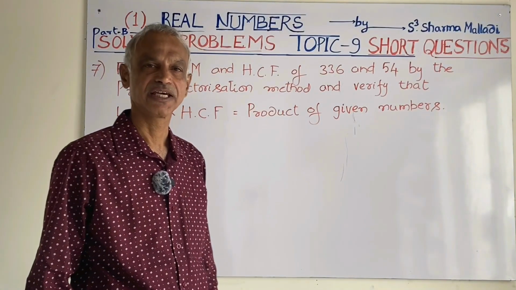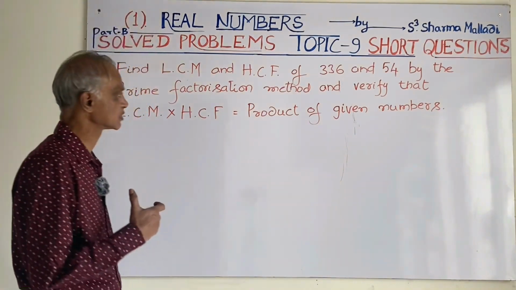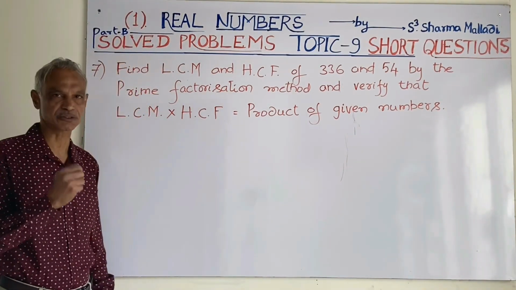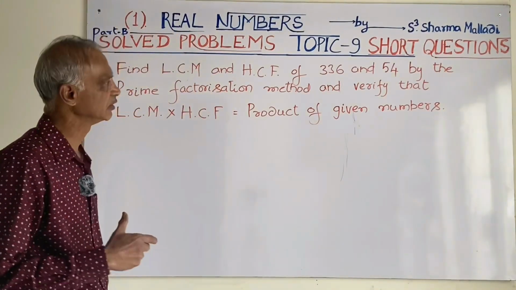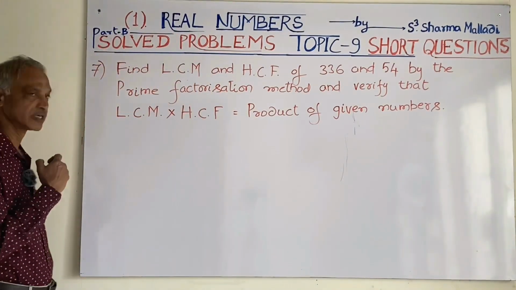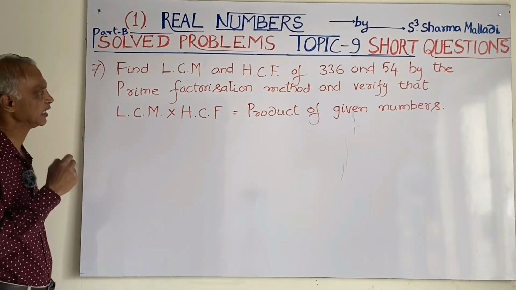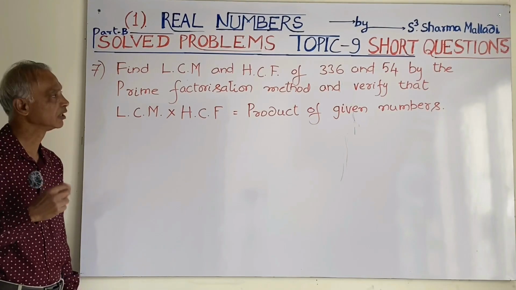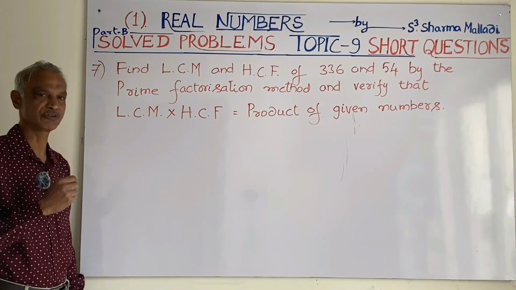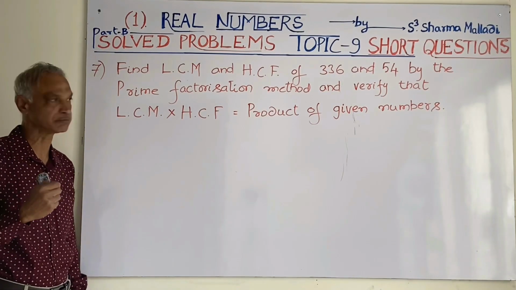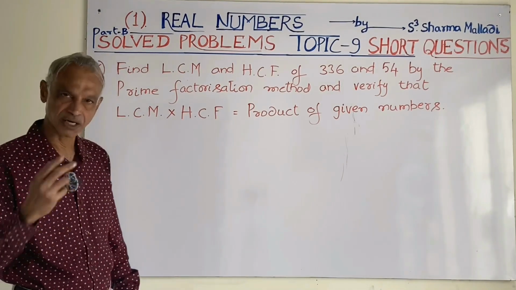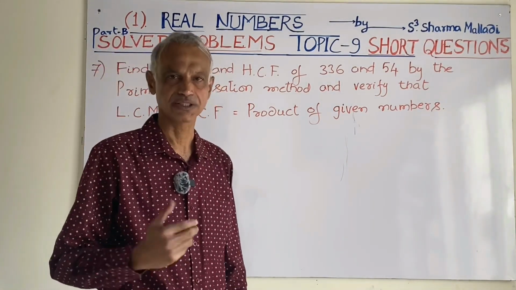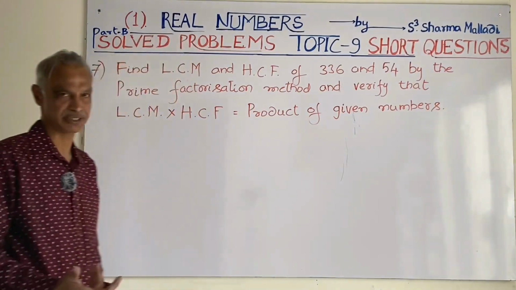Hi students, in part B, solved problems. Topic 9 is short questions. Very short questions are over. Now solutions for short questions. What is the seventh problem? Find LCM and HCF of 336 and 54 by the prime factorization method and verify that the product of LCM and HCF is equal to the product of the given numbers.